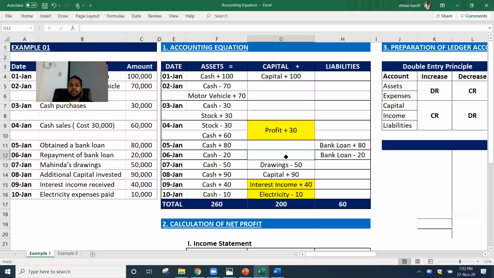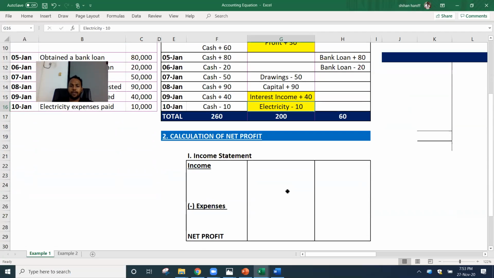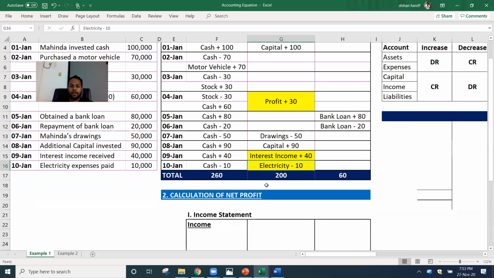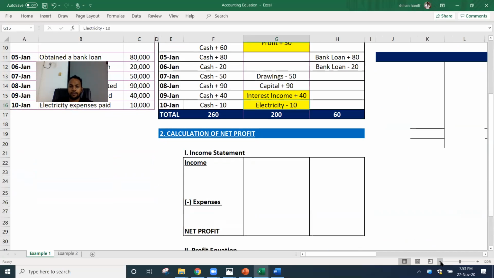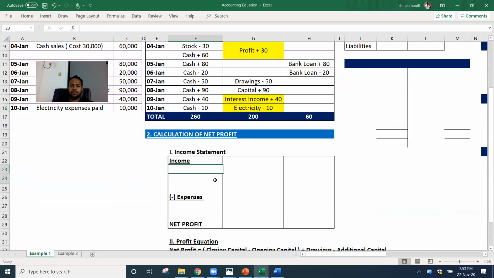Three items affect the profit. There is a profit of 30 from the sales, there is an interest income of 40, and there is an electricity expense of 10. Right? So from the income, if you deduct the expense, you will get the profit. So to calculate net profit, we can prepare an income statement.